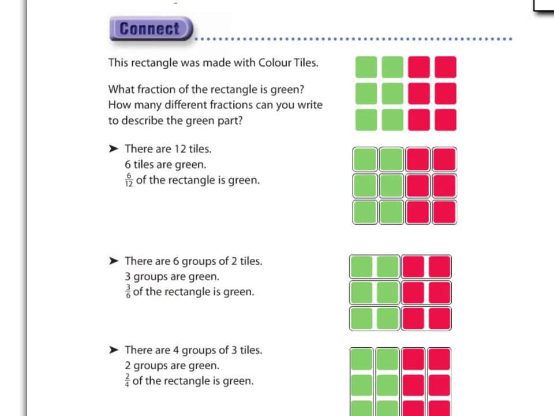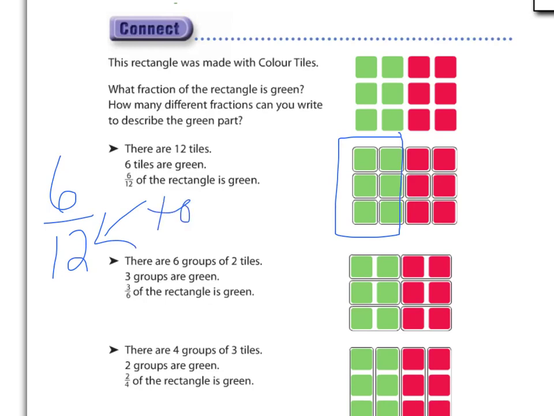Remember, when we talk about fractions, the top number, for example 6/12, is the number that we are taking a look at. Might be the shaded number, might be the missing number, whatever the case may be. And the bottom number is always the total amount. So in this case, if we're looking at them in groups of 2, there are 6 groups of 2 all together, making that bottom number 6, and there are 3 of them that are green, making that top number 3. The numerator is 3, the denominator is 6.